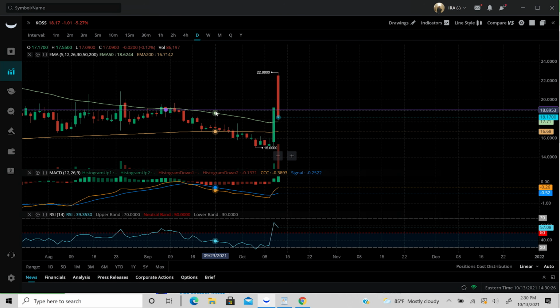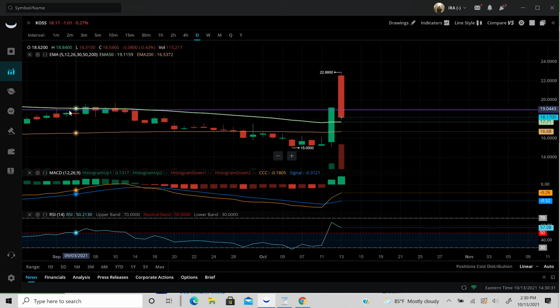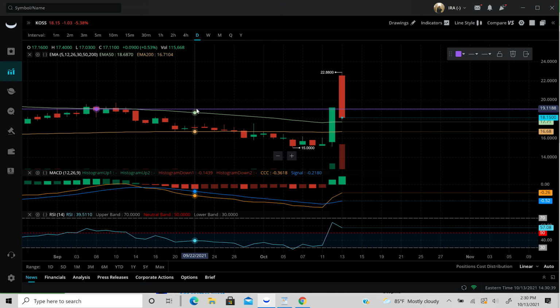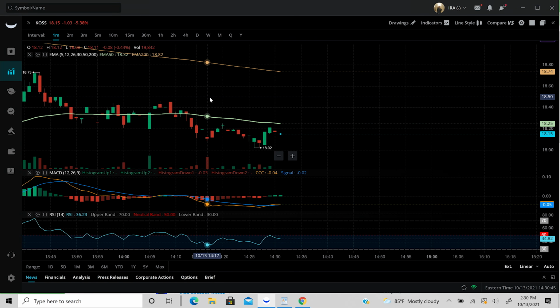So we have our resistance plotted here. We could see that COST has been rejected previously at this point. So what do we do now? We go back to the minute chart and we watch how the equity plays out.